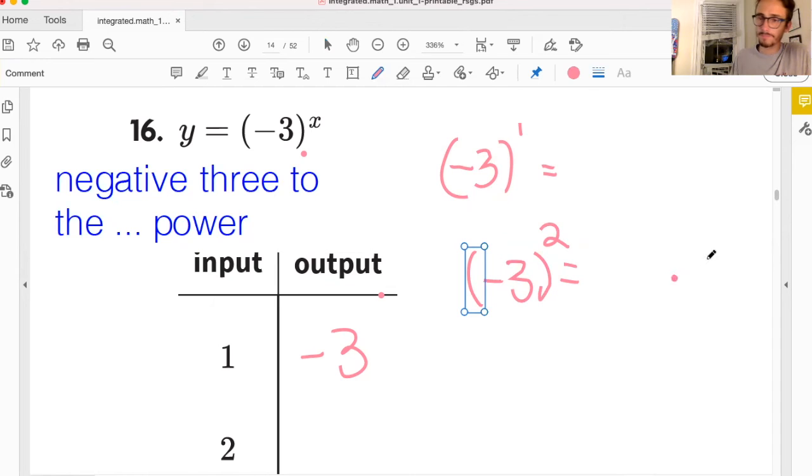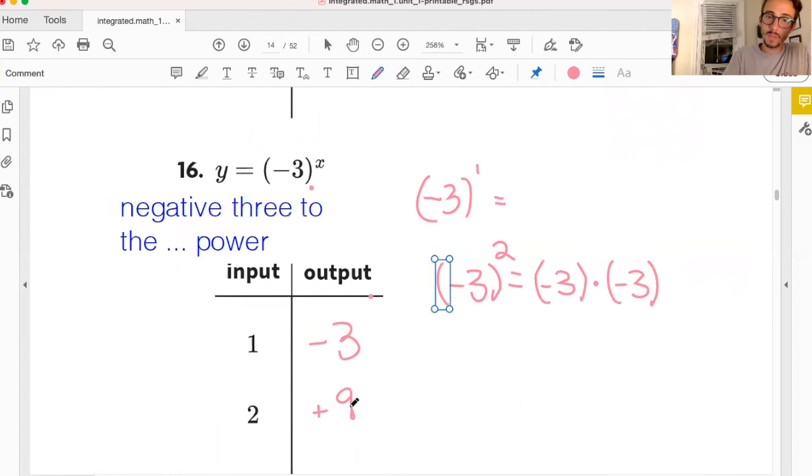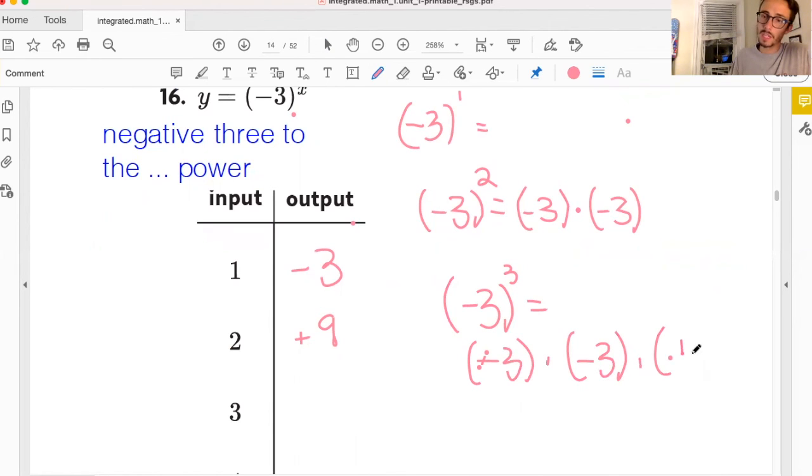What do you think? Hopefully, you're rewriting it like so. -3 times -3. A negative times a negative is positive, +9, that is. And we'll even entertain if the input's 3. So -3 being taken to the third power, what we call cubed, 3 dimensions. If we expand this, I kind of like drawing all this out. -3 times -3 times -3.